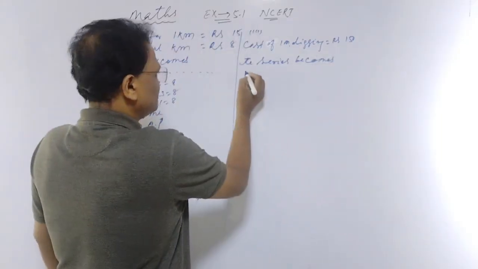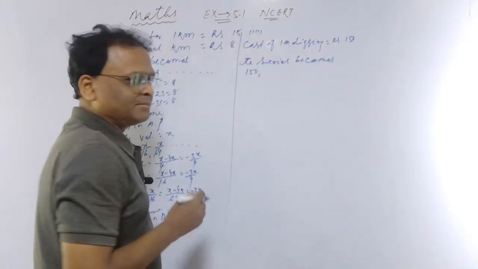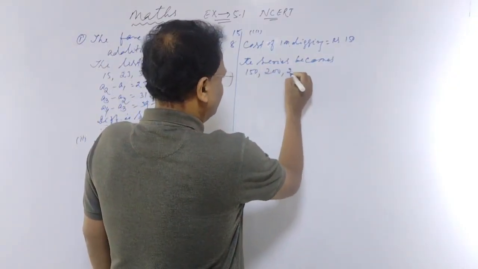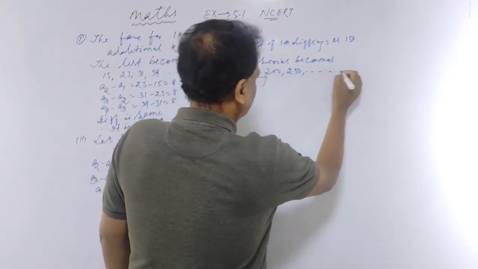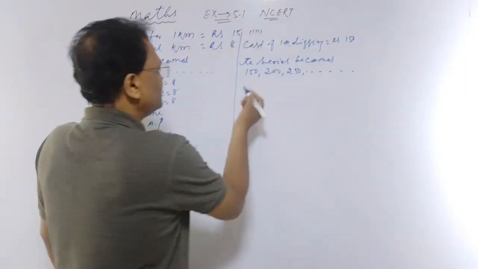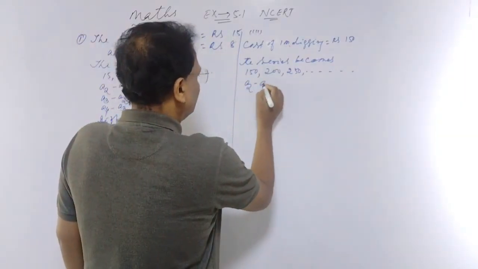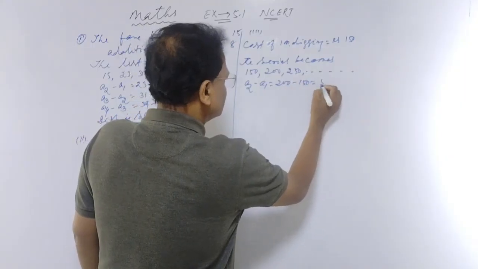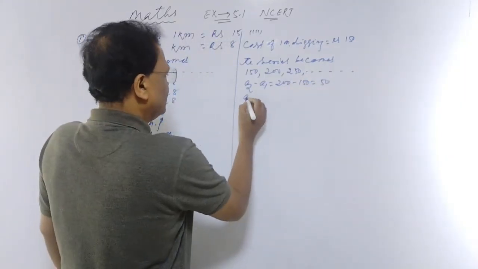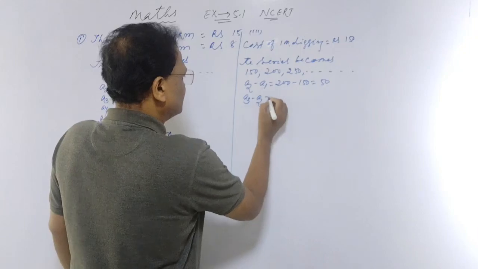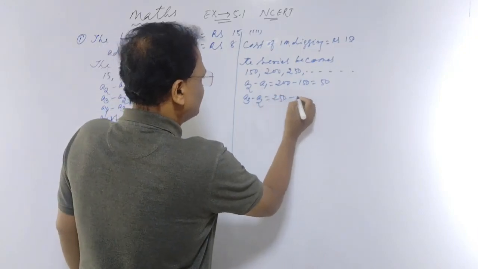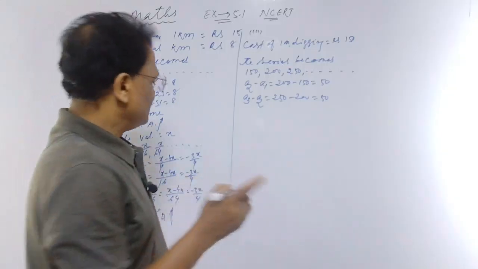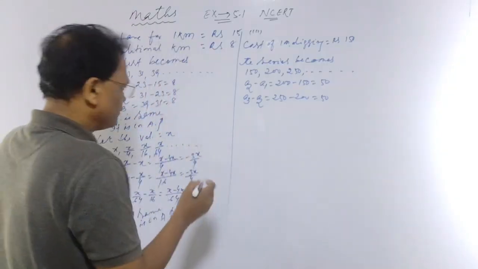what you can write? First is 150 rupees. Second, plus 50 extra, that is 200 rupees. Then 250 rupees, and so on. So let me find again whether it is in AP or not. A2 minus A1 gives me 200 minus 150, which equals 50 rupees. Again A3 minus A2, that means 250 minus 200. So the difference is the same. Therefore, this is in AP.